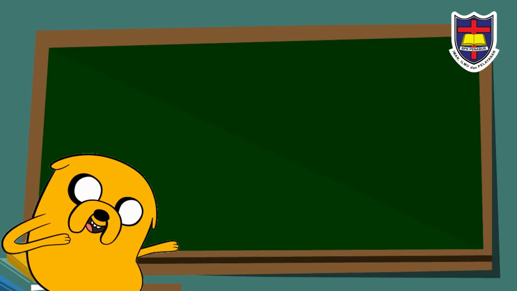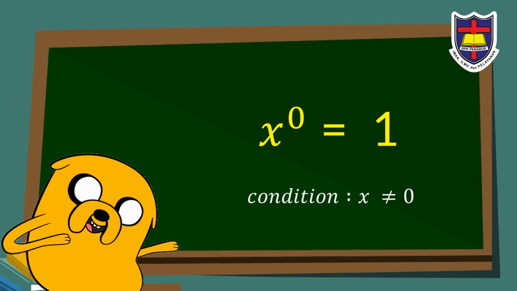So in general, we can conclude that x to the power of 0 equals 1. But it has one condition: x is not equal to 0.